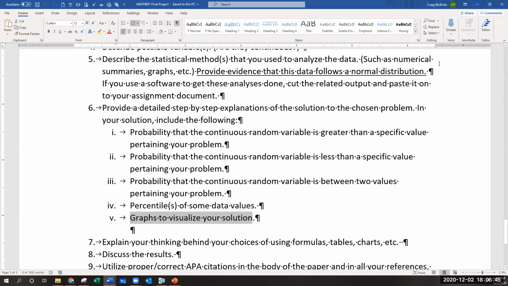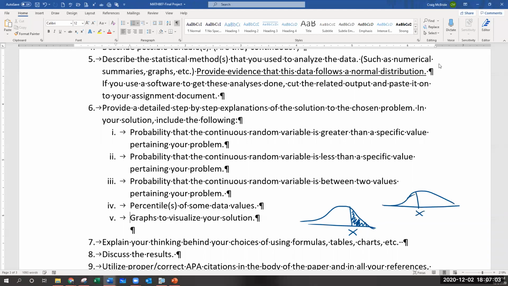But basically what you're looking for is, here's my normal curve because I have a continuous random variable. And if I want to know the probability of something being greater than, it's that, right? And the probability that something is less than something is that. And the probability that it's in between 2 values is that. So you're looking for those types of graphs.